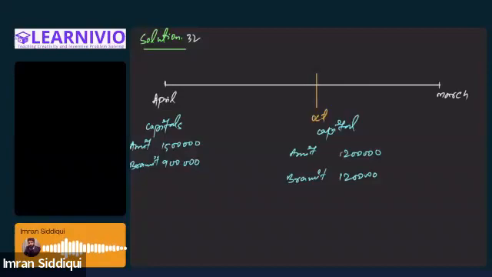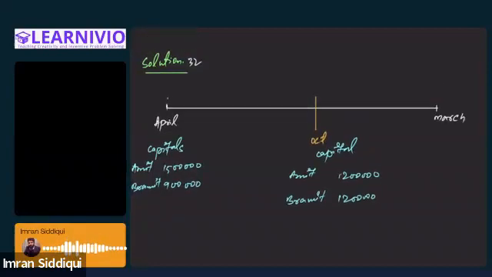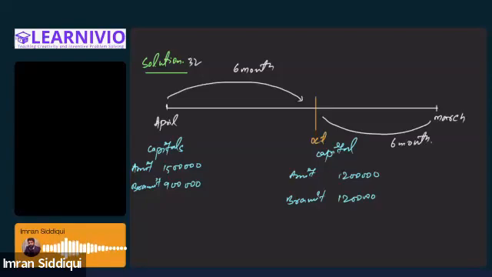So if you notice, Amit and Brahmit have invested 15 lakh and 9 lakh respectively for the first 6-month period, starting from April till September. So their interest on capital will be calculated on 15 lakh and 9 lakh for the first 6 months. And for the remaining 6-month period, they have maintained a capital balance of 12 lakh, so their interest on capital will be calculated on 12 lakh, right?